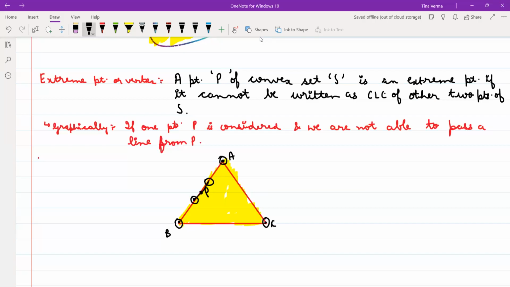ये लाइन मेरी P में से ही पास करगी. That's why P is not extreme point here. Is it clear? That's why this point is not extreme point.